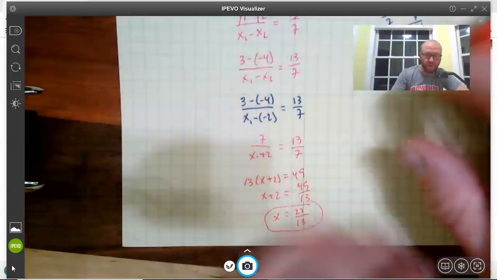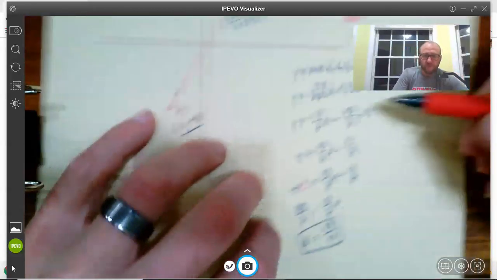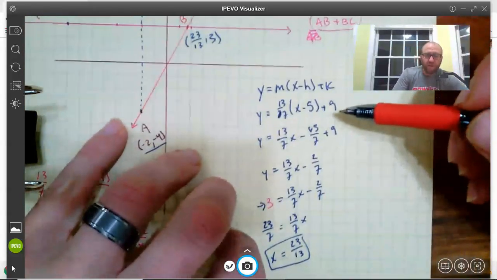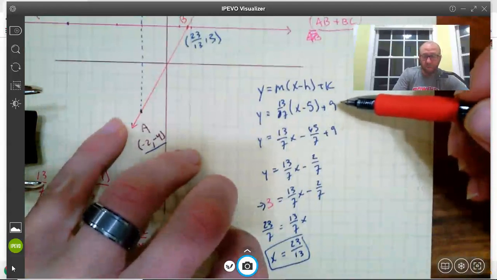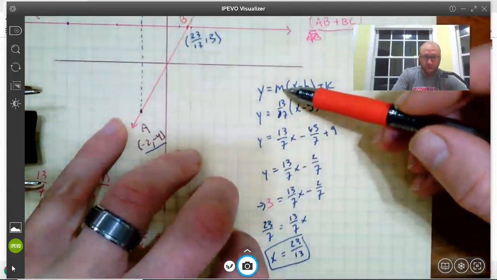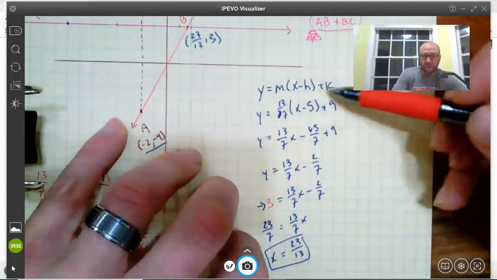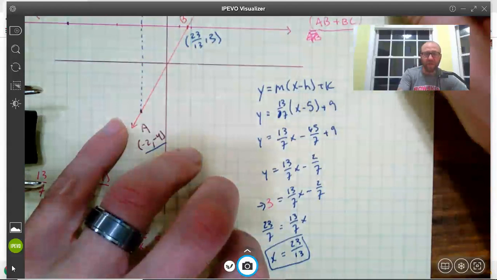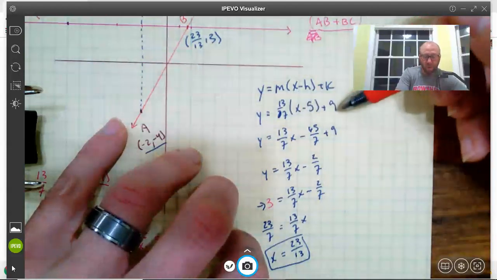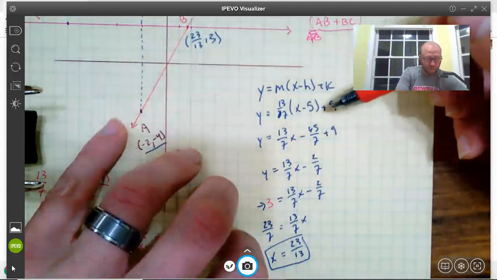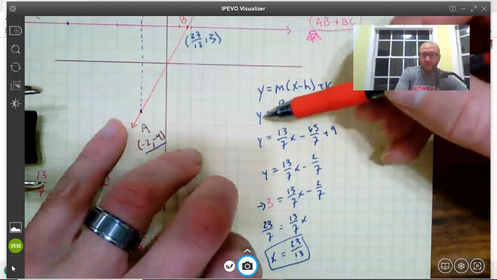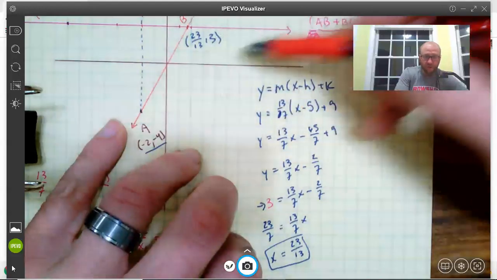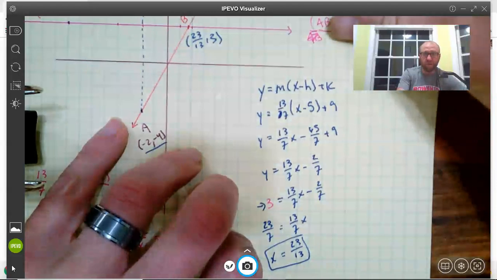So again, two methods. One, set up our equation of the line using point slope form, where m is the slope, and h and k is the point. Remember, it's x minus h, and then you put the plus k at the end. And we just plug in our slope, plug in one of our 2 points. It doesn't matter which one. I could have picked the other one, didn't matter. Substitute the value we know for y, which is 3, and then we just solve for x, 23/13.